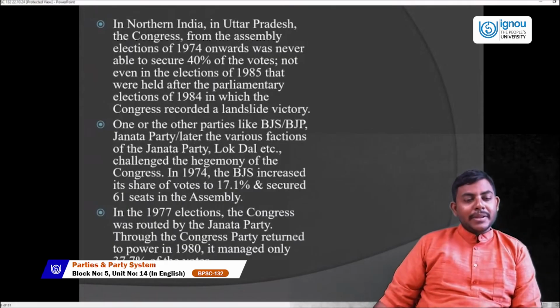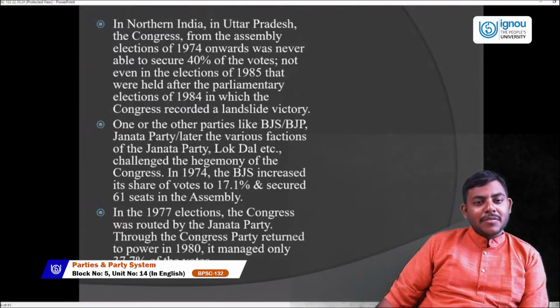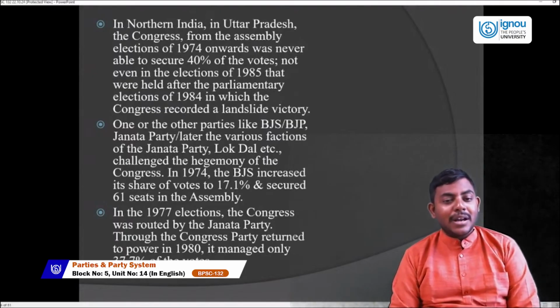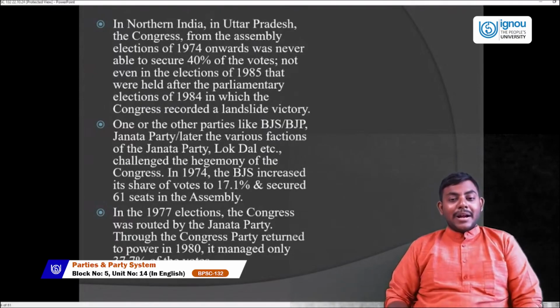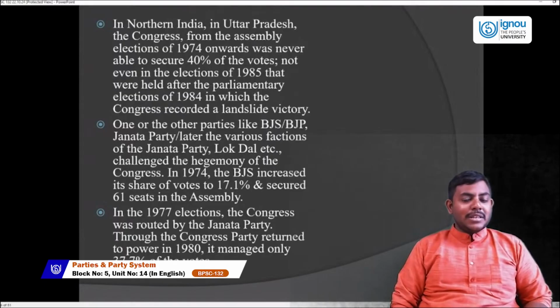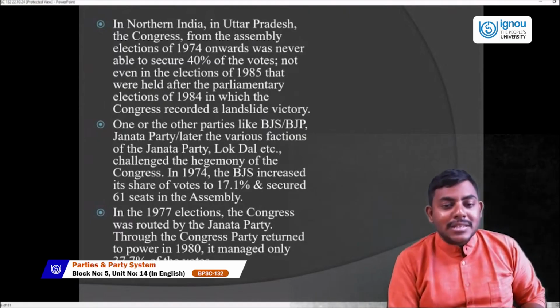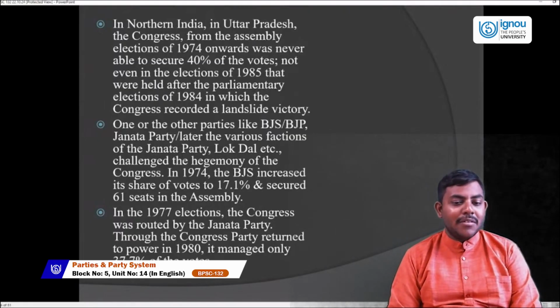In North India, in Uttar Pradesh, the Congress from the assembly elections of 1974 onwards was never able to secure 40% of votes. Not even in the elections of 1985 that were held after the parliamentary elections of 1984, in which the Congress recorded a landslide victory. Other parties like Bharatiya Jana Sangh or Bharatiya Janata Party or the Janata Party and later the various factions of Janata Party, Lok Dal, etc., challenged the hegemony of the Congress. In 1974, the Bharatiya Jana Sangh increased its share of votes to 17.1% and secured 61 seats in the assembly.